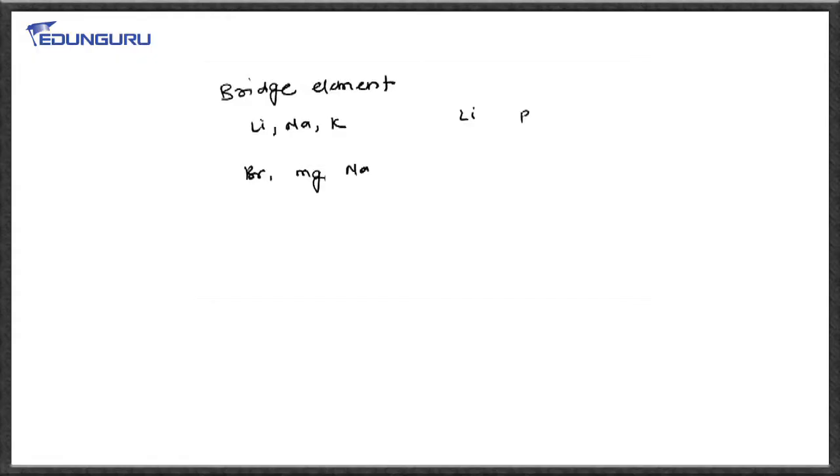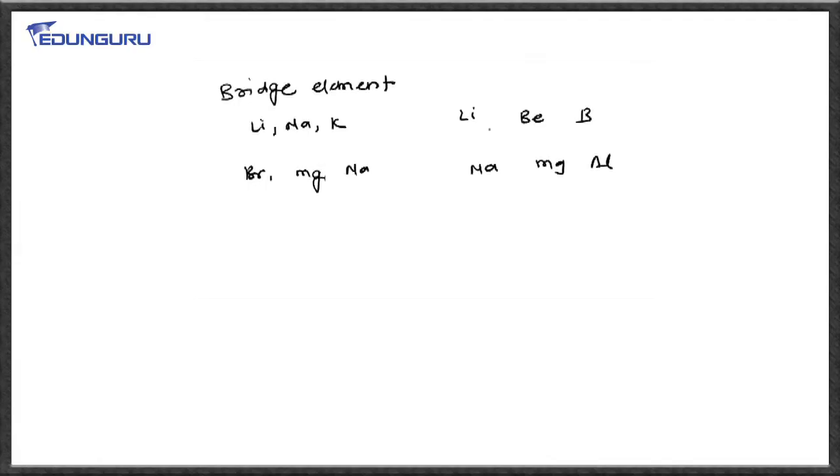Just like that, boron, aluminium, so beryllium has a diagonal relationship with aluminium, so that is also forming a bridge. Therefore, the third period elements are known as the bridging elements because they are forming a bridge with the previous group. For example, magnesium is forming a bridge with lithium and aluminium is forming a bridge with beryllium. So they are called bridging elements.